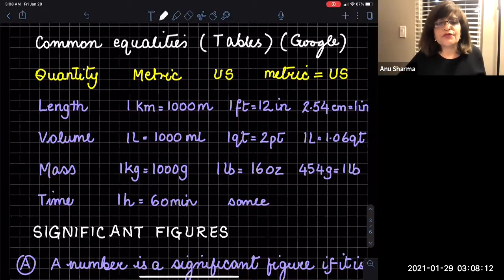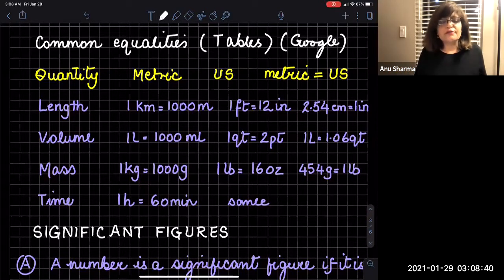So for example, for the length, 1 kilometer is 1,000 meters, but 1 foot is equal to 12 inches. And the relationship between inches and centimeters is 2.54 centimeters is equal to 1 inch. So we made these equalities so that we have uniformity in the measurements all over the world, of whatever objects people are dealing with.